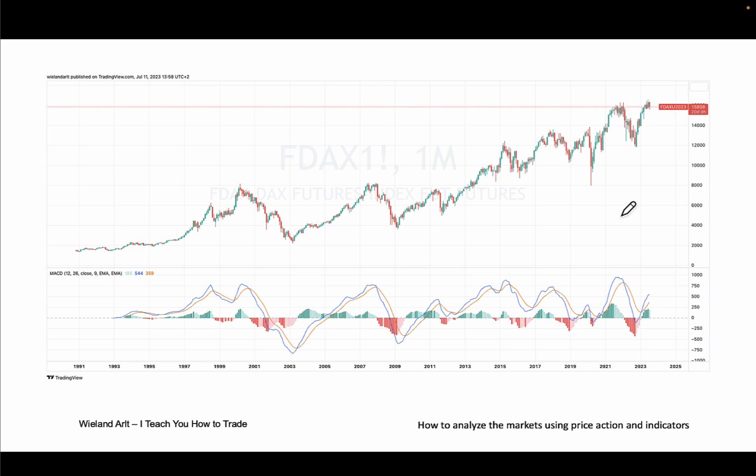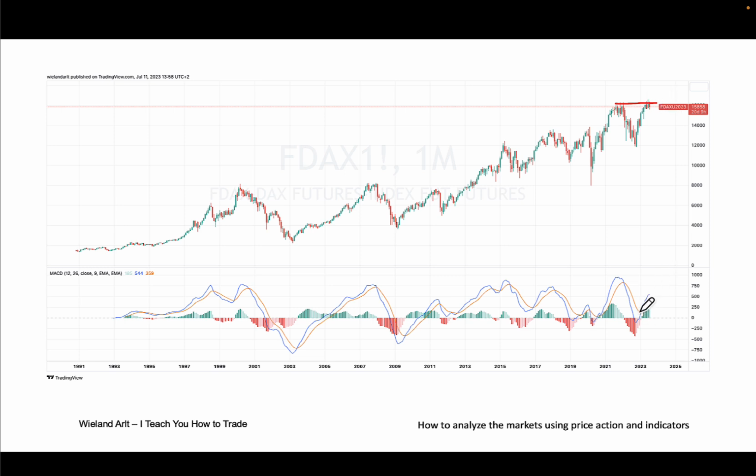Now, let's go to Germany. As I am in Germany, I'm from Germany, I'm a German, so that's the point. And everybody in Germany loves to trade the DAX. Maybe you also are familiar with this index. So this is a future, it's the FDAX, it's a monthly chart. And what we see is that we already hit the all-time high. So we made new ones right here.